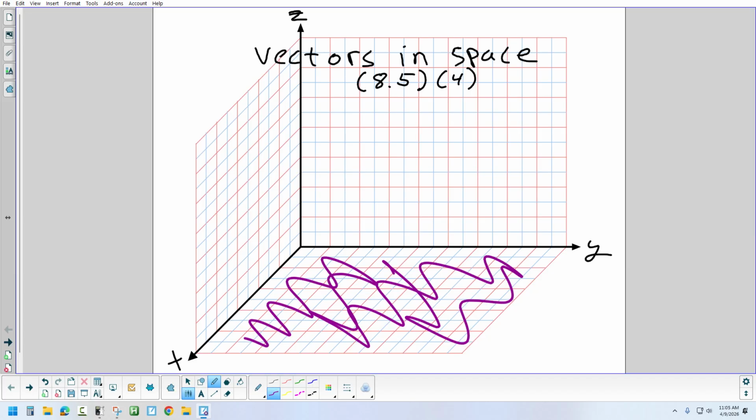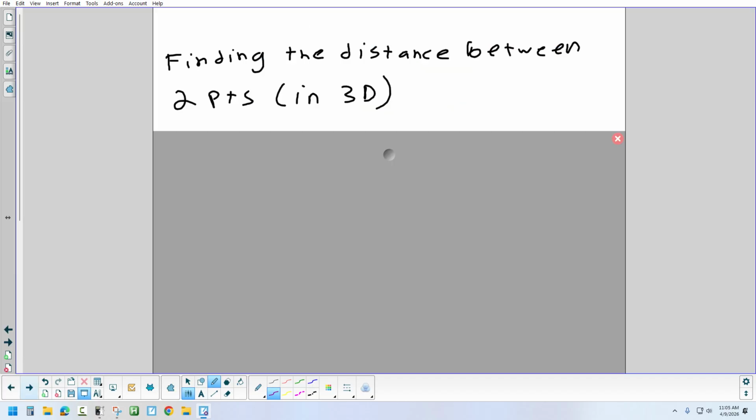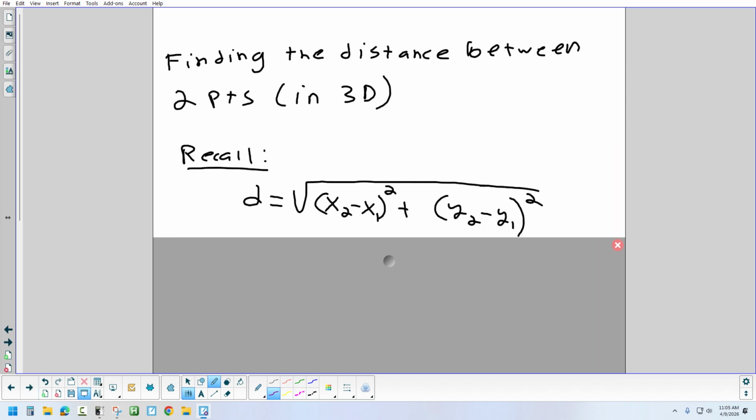Any question on that? All right. So one of the first things we're going to look at, and this doesn't specifically involve vectors, this is just 2 points, is how we find the distance between 2 points. And we're going to do it in 3D. So in 2D, that is your distance formula. Everything I do today, I'll put up the 2D version of the formula first, and then we'll extend the formula to 3D.